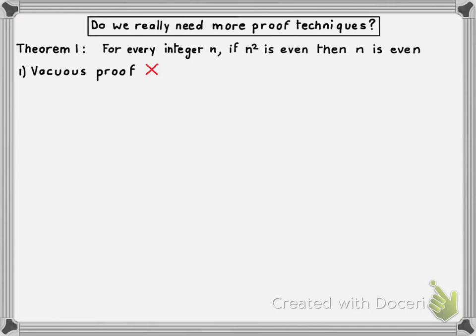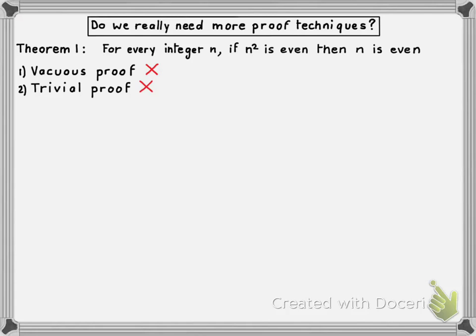So let's turn to the second proof technique called the trivial proof. And remember, the trivial proof of a conditional P implies Q only applies when Q, that is, the conclusion of the conditional, is always true. Here the conclusion is n is even. We're not going to be able to prove that that's always true. Therefore, the second proof technique also does not apply here.